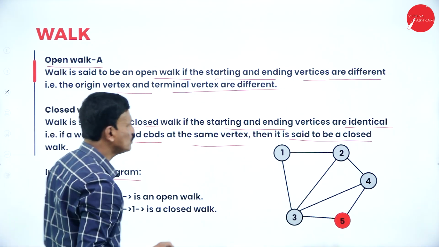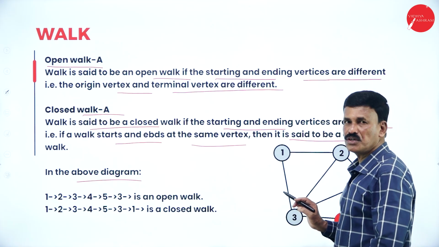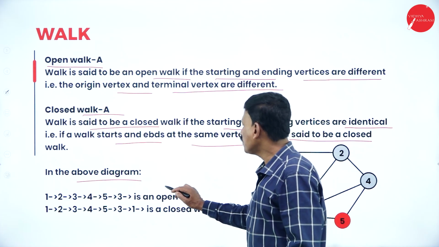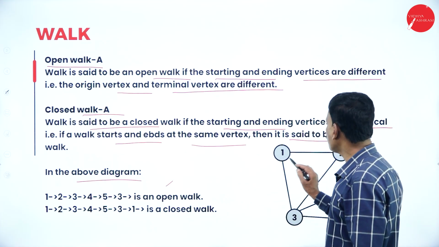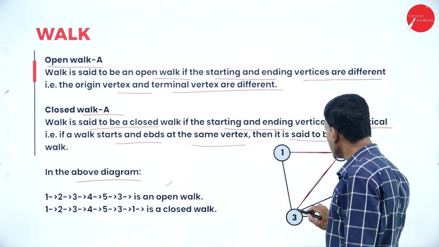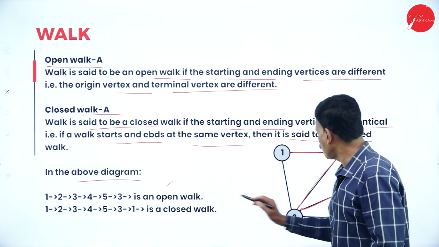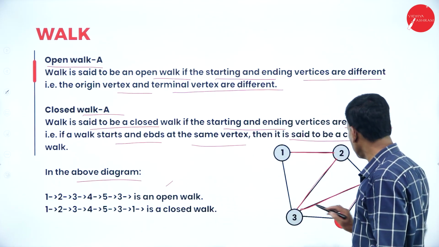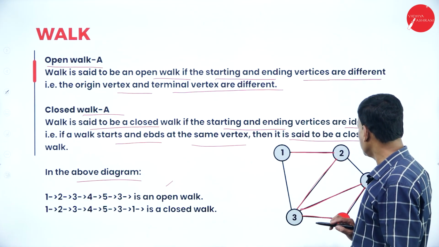Now, in this diagram, there are 5 vertices, V1, V2, V3, V4, V5, which are A, B, C, D, E. Let us come to the first example as an open walk. It will start from 1 to 2, then 2 to 3, then 3 to 4, then 4 to 5, and again 5 to 3. That's it.